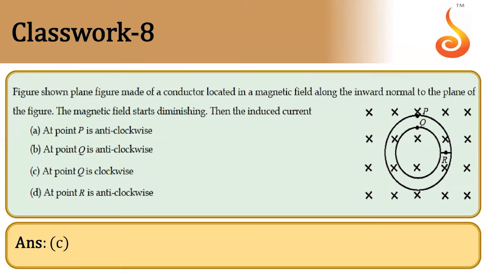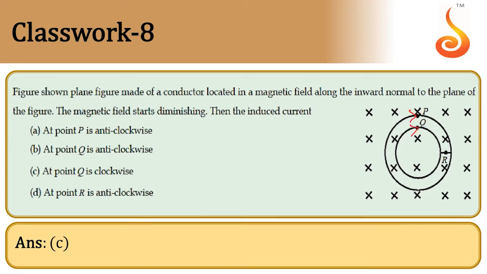The figure shows a plane figure made of conductor located in a magnetic field along the inward normal to the plane. The magnetic field starts diminishing, then the induced EMF. Here there are two loops. Here the magnetic field is diminishing, so the induced field also will be into the screen. If the induced field has to be into the screen, then the current should be clockwise in both the loops.